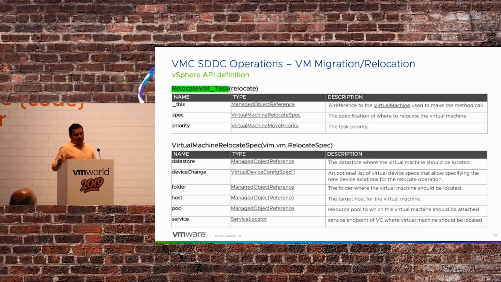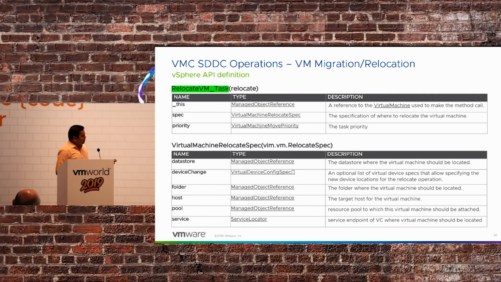First one is the relocate VM task, which helps you to migrate the virtual machines, powered on as well as powered off, basically hot migration as well as cold migration between on-premise and cloud. So here is the API spec, which describes what virtual machine needs to be moved, what the relocate spec is, right? And then with what priority the virtual machine needs to be moved. The relocate spec talks about to what data store, to what host, to what pool, you would like to move the virtual machine.